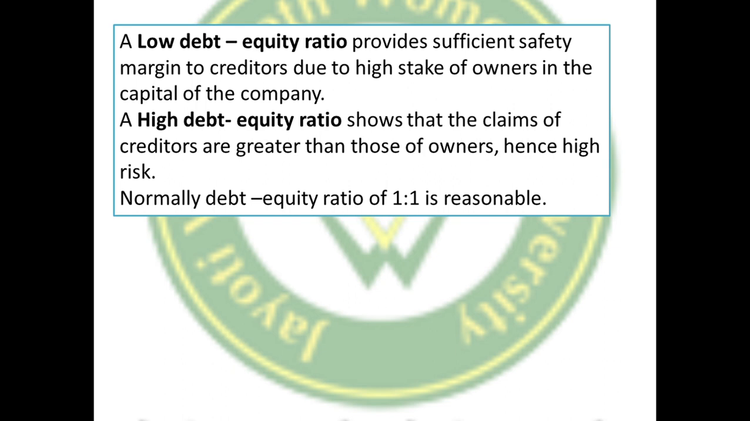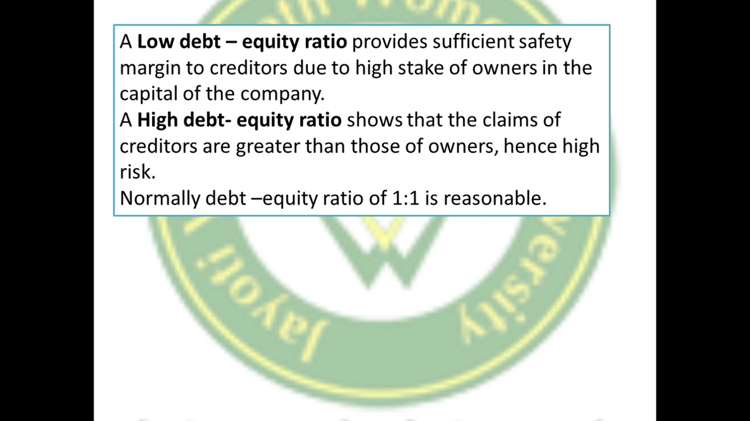If the debt equity ratio is low, that means it provides a sufficient safety margin to creditors due to the high stake of owners in the capital of the company. Basically, a low debt equity ratio means the owners' stake, the owners' share, is more in the organization and the creditors' stake is less. So basically the risk is not that high. Risk level is also low.